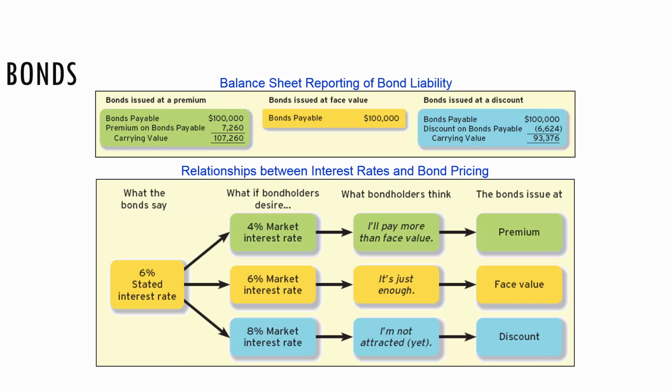So I really just want you to understand that if bonds are sold in the marketplace and we sell those bonds and we get cash in and we get more than we're going to have to pay in the future, then that's a premium. If we get less, it's a discount. And if we get the same amount as the face value, there's no premium, no discount.